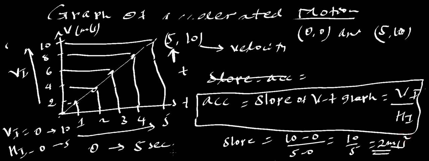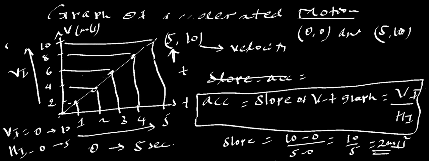Because from the velocity time graph we can calculate the acceleration, the acceleration of the train from the graph is equal to 2 meter per second square.